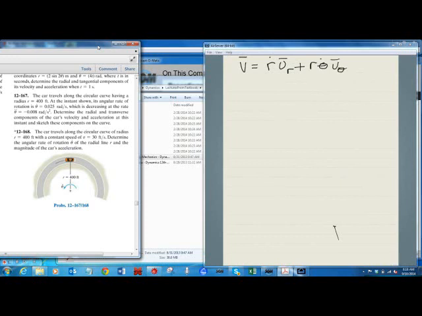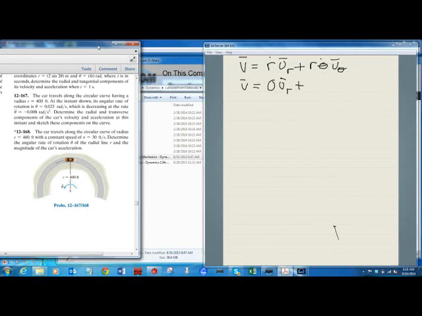Okay? All right. v equals, what's r dot? Why is r dot zero? It's a circle. The radius doesn't change in a circle. What's the change in r? No change. The radius r doesn't change in a circle. Got it? So r dot is 0, times u_r.